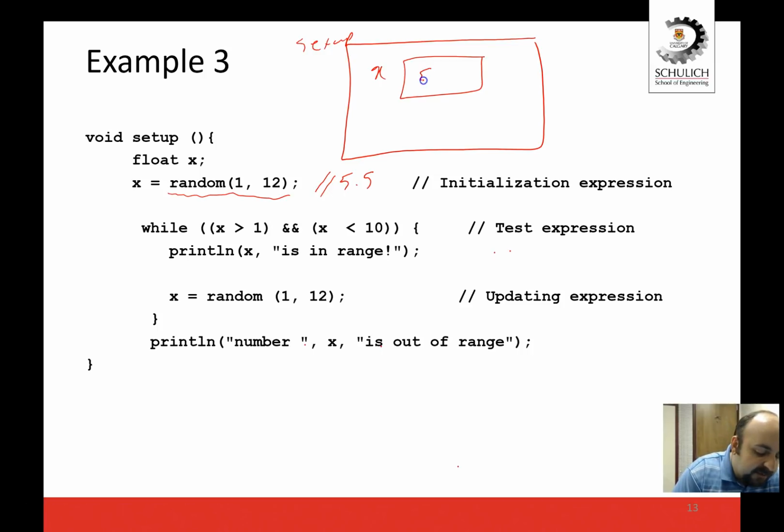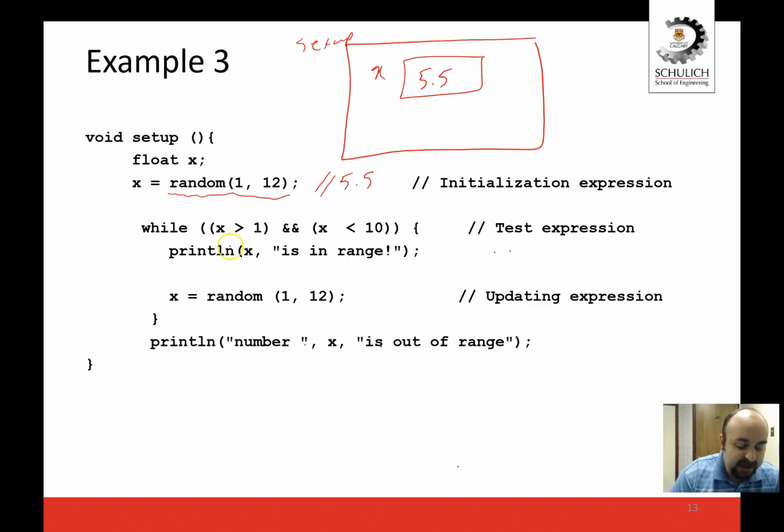So let's say 5.5 is going to be generated. This is actually our initialization expression. So this is just like saying int I equals 0. When we initialize I, this is the same thing. This is our initialization. We're going to go into the loop.